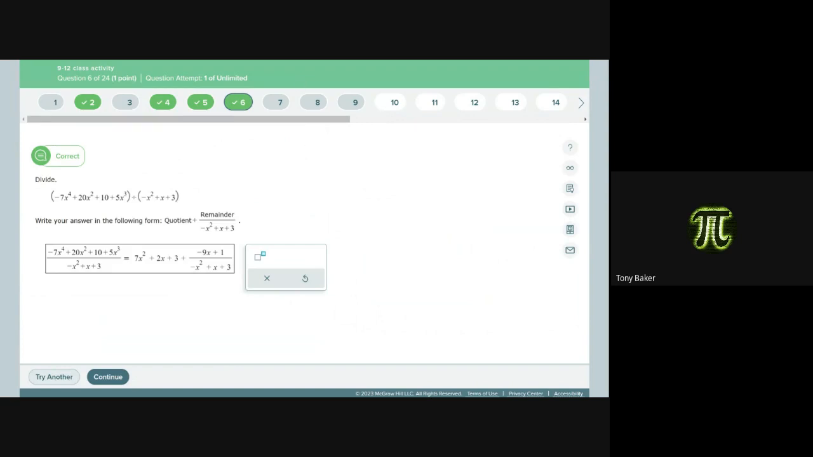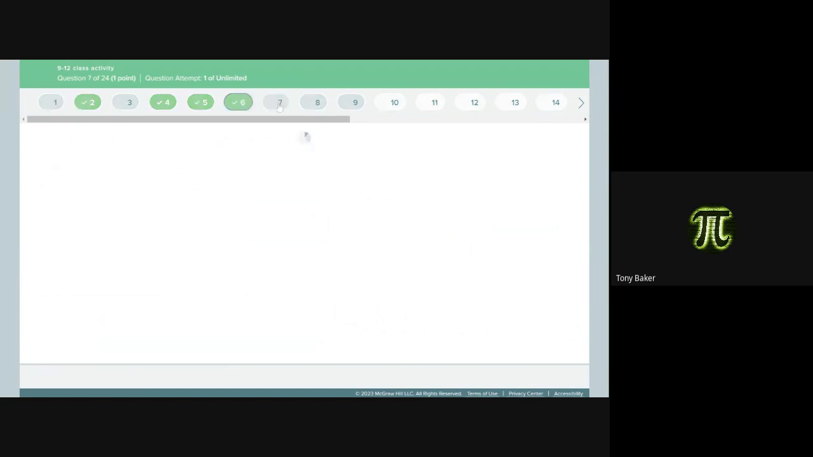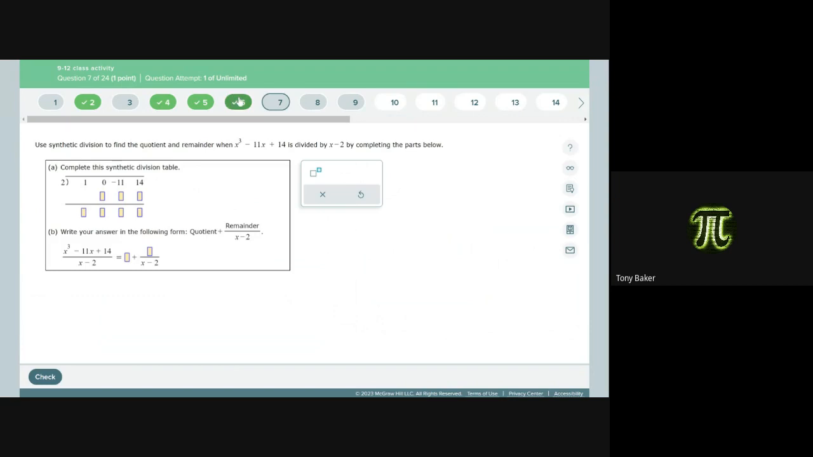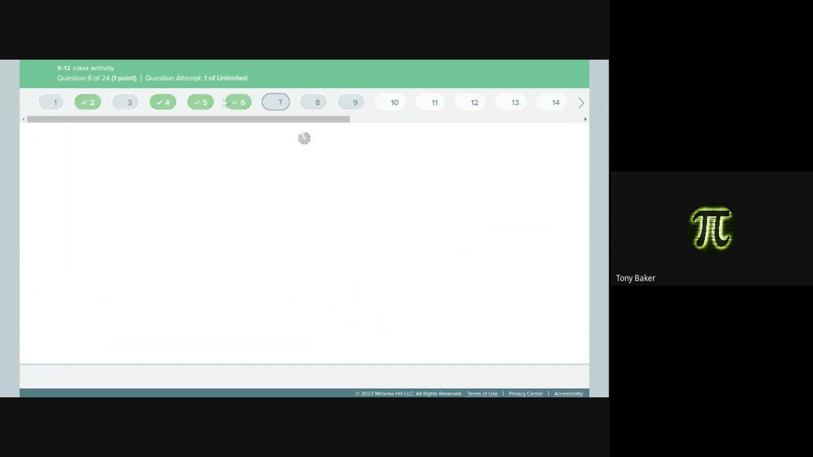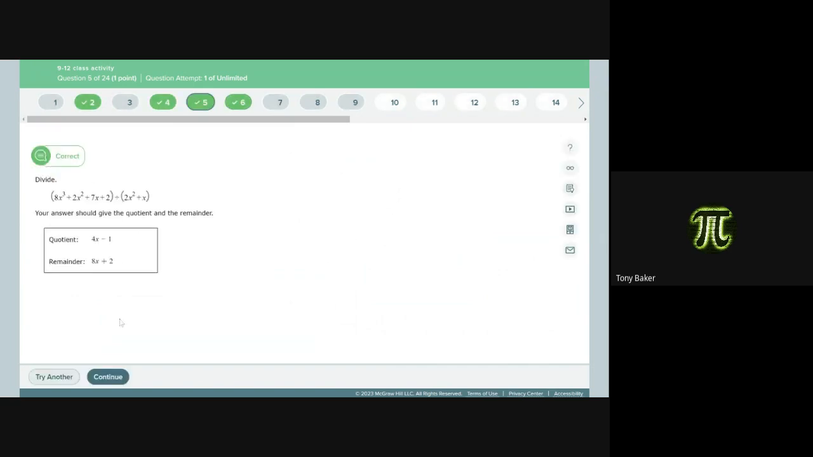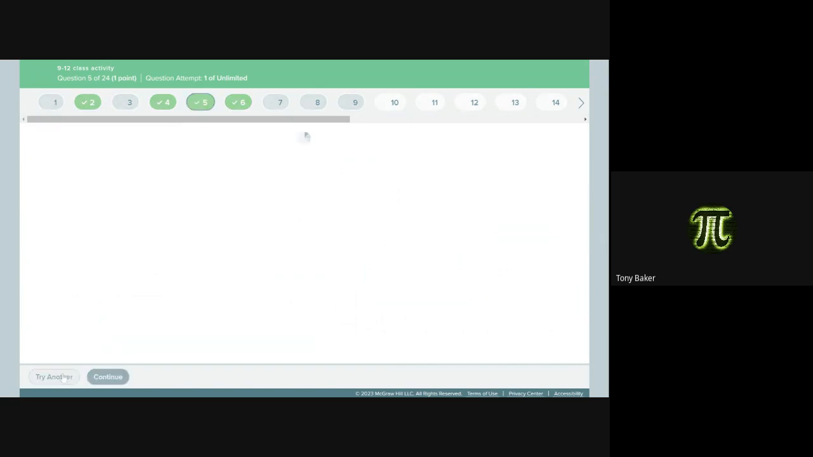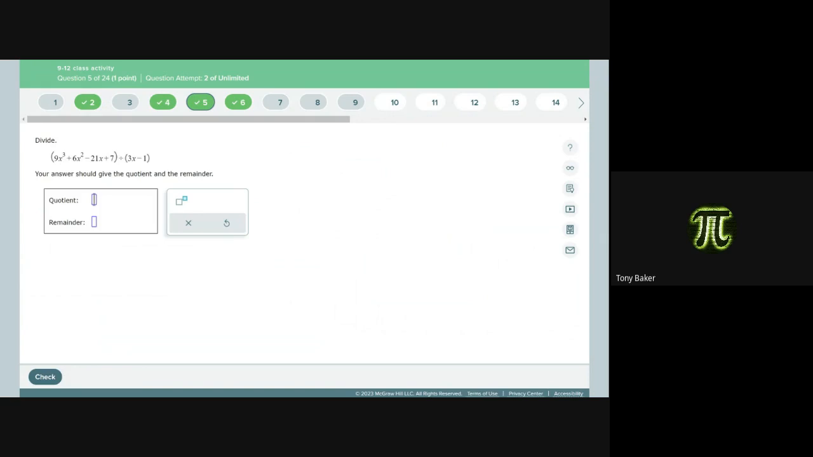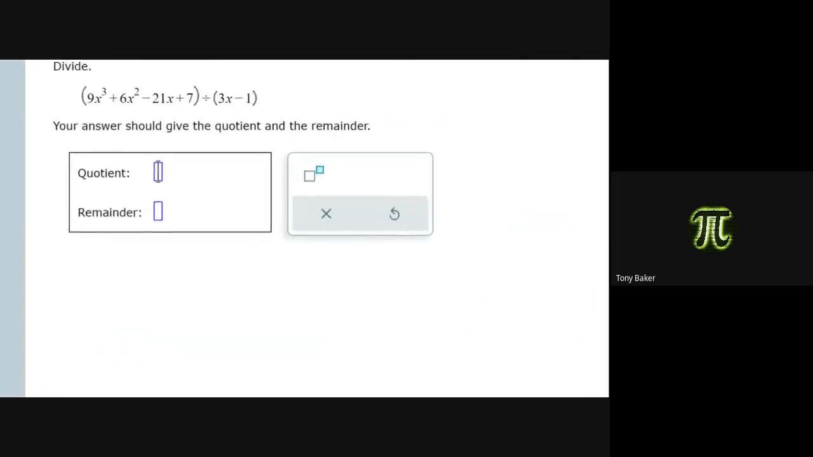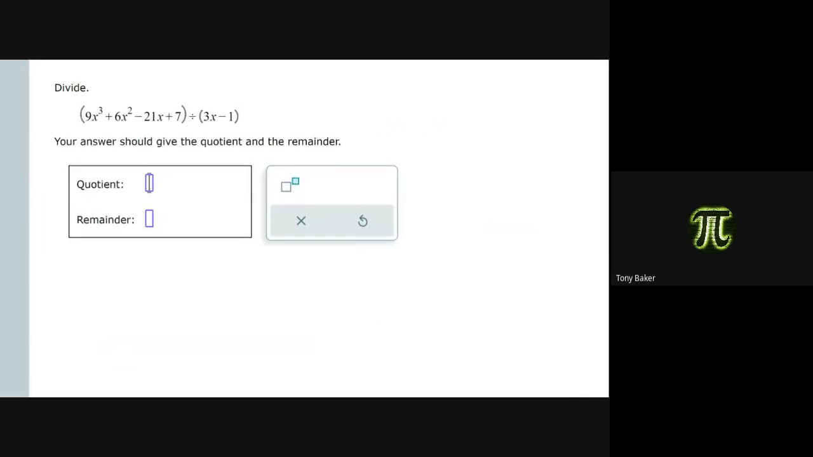You guys want to try one more long division problem before we go on to the other ones? Synthetic. No. Let's try. I'm going to give you guys an easier one to try, but I want you to try. Let's try one more of these. Oh, this is a good one, actually. Try this one.